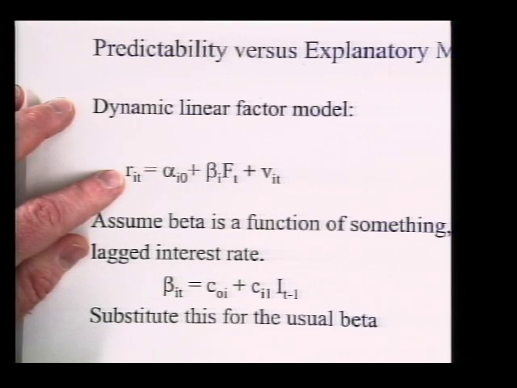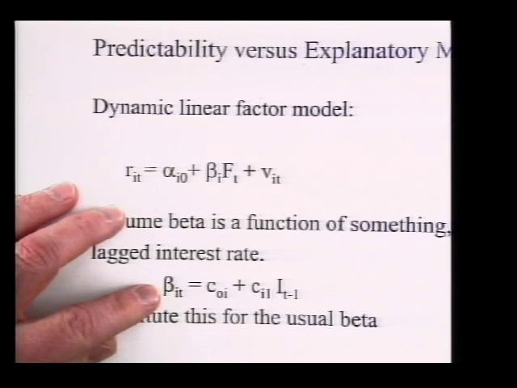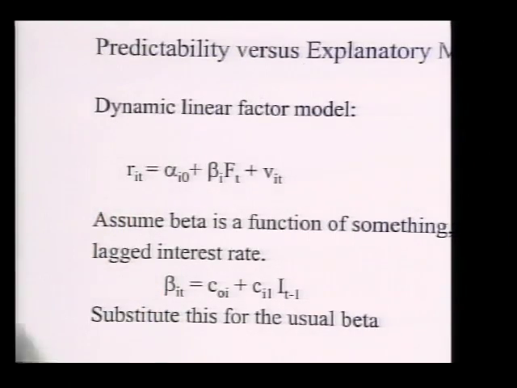Now what I'm going to do is the following. I'm going to assume that the beta is a function of something else. This is purely an example: I'm going to assume that the beta is a function of the lagged level of the interest rate, let's say the 90-day Treasury bill rate. I'm going to specify a beta function. Notice there's a t subscript on it now. It's an exact function, so beta_it equals c0 plus c1 times I_(t-1).